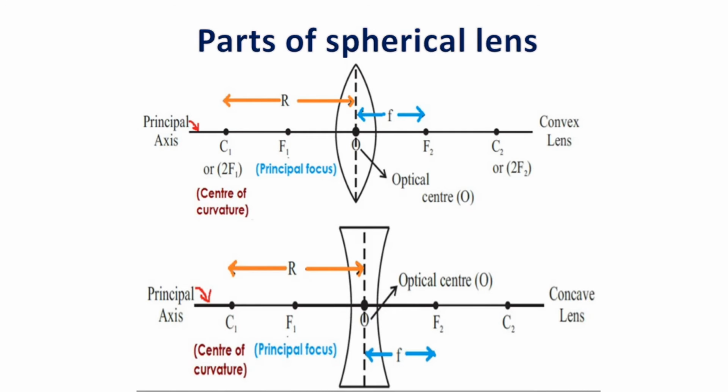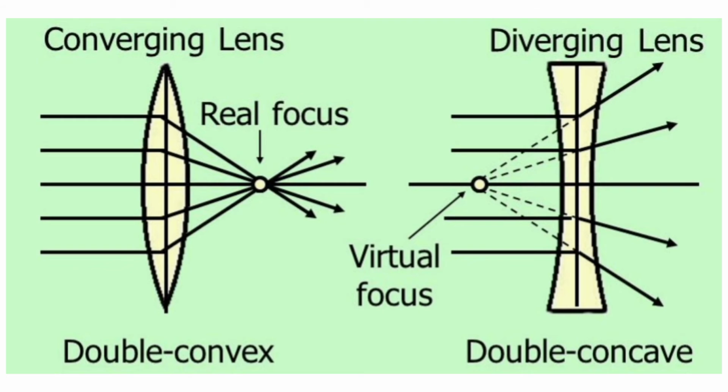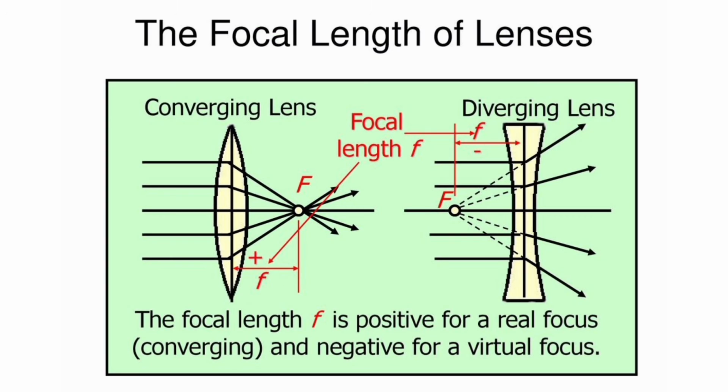But there is one difference between the convex lens and concave lens based on the focus. Since all the light rays actually pass through the focus of the convex lens or actually intersect after refraction, convex lens or converging lens has a real focus. In concave lens, the light rays do not actually pass through the focus of the concave lens. They appear to diverge from a point and hence concave lens has a virtual focus.